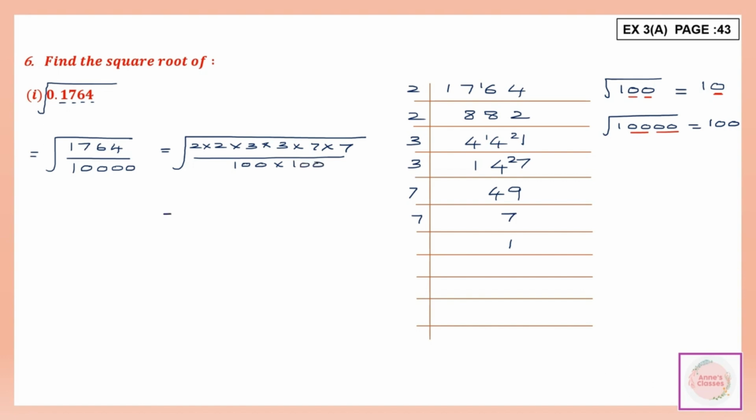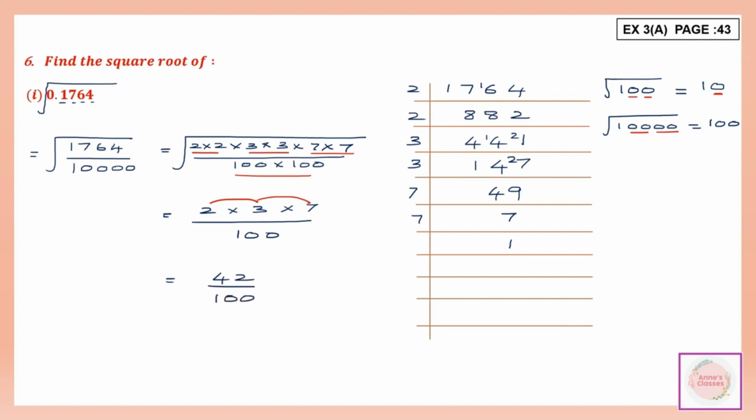Now we're going to take 1 from each pair. So here we have 1 2, 1 3 and 1 7. Let's write that down. So that is 2 into 3 into 7. And here we're going to take 1 from each here. So that is 100. So now let's multiply. 2 3s are 6, 6 7s are 42. So this is 42 by 100.